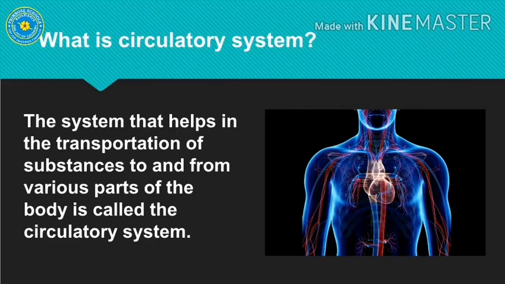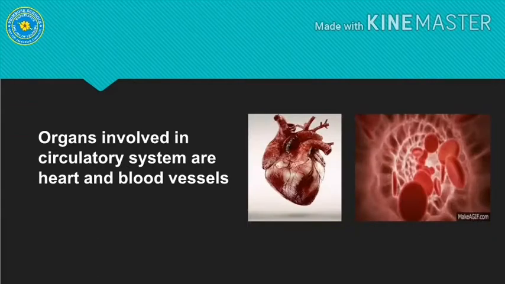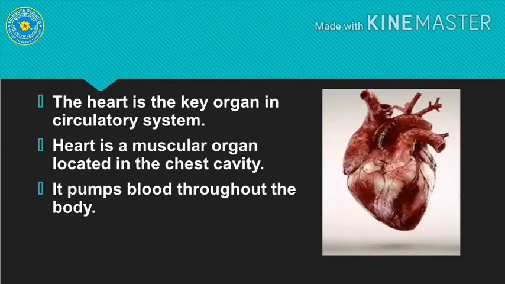What is the circulatory system? The system that helps in the transportation of substances to and from various parts of the body is called the circulatory system. Organs involved in the circulatory system are the heart and blood vessels. The heart is the key organ in the circulatory system. The heart is a muscular organ located in the chest cavity. It pumps blood throughout the body.